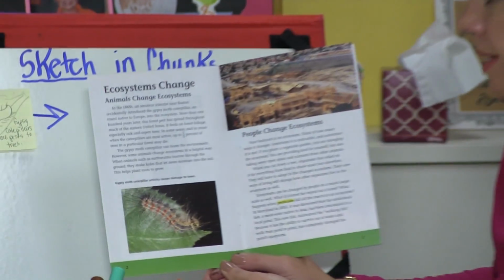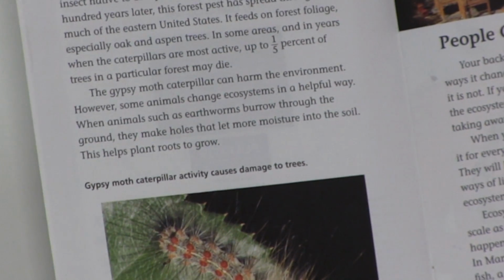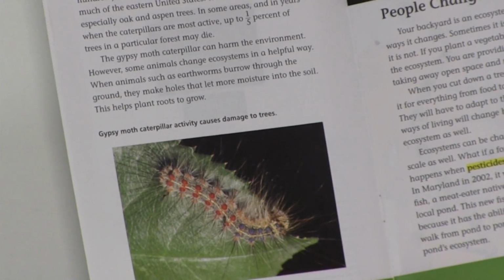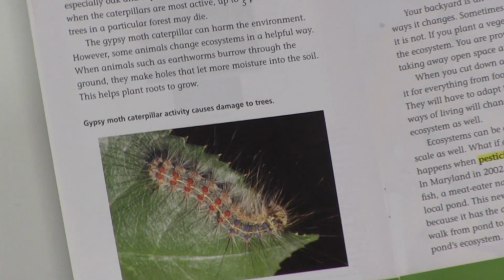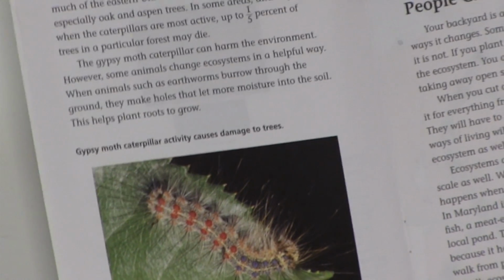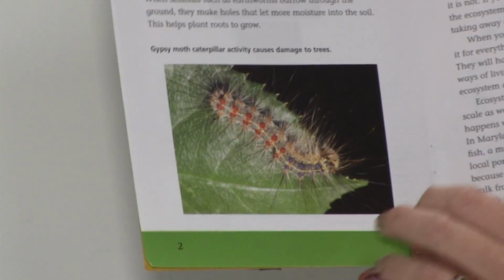Okay, so the gypsy moth caterpillar can harm the environment. However, some animals change ecosystems in a helpful way. When animals such as earthworms burrow through the ground, they make holes that let more moisture into the soil. This helps plant roots to grow.